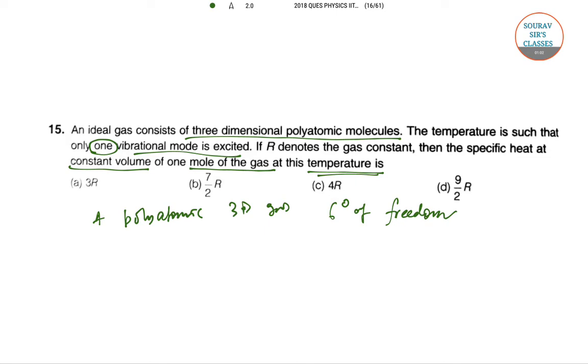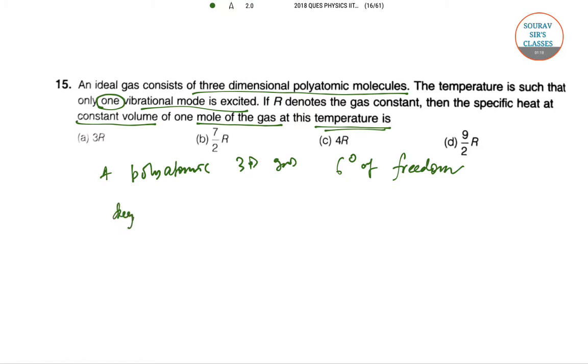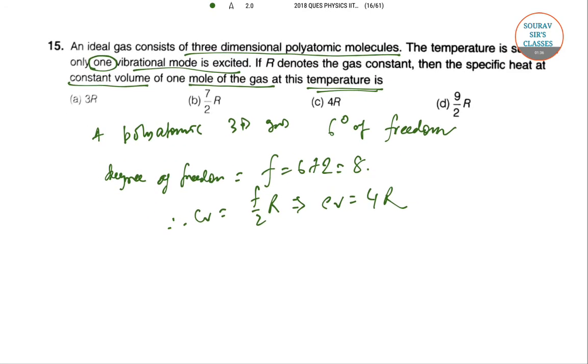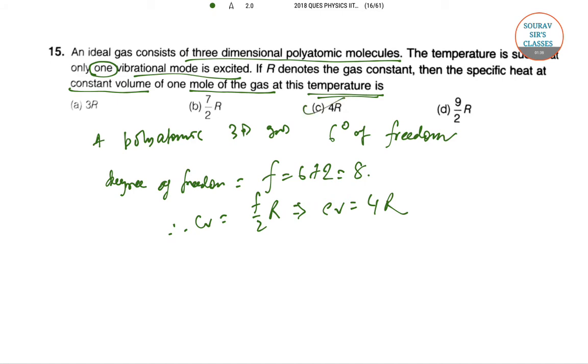Now if one vibration mode is active at the given temperature, then the total number of degrees of freedom will be F equal to 6 plus 2, that is 8. So CV is F by 2 into R, we know the formula, so CV equals 4R. That's it. So the answer to this question is C. Next question.